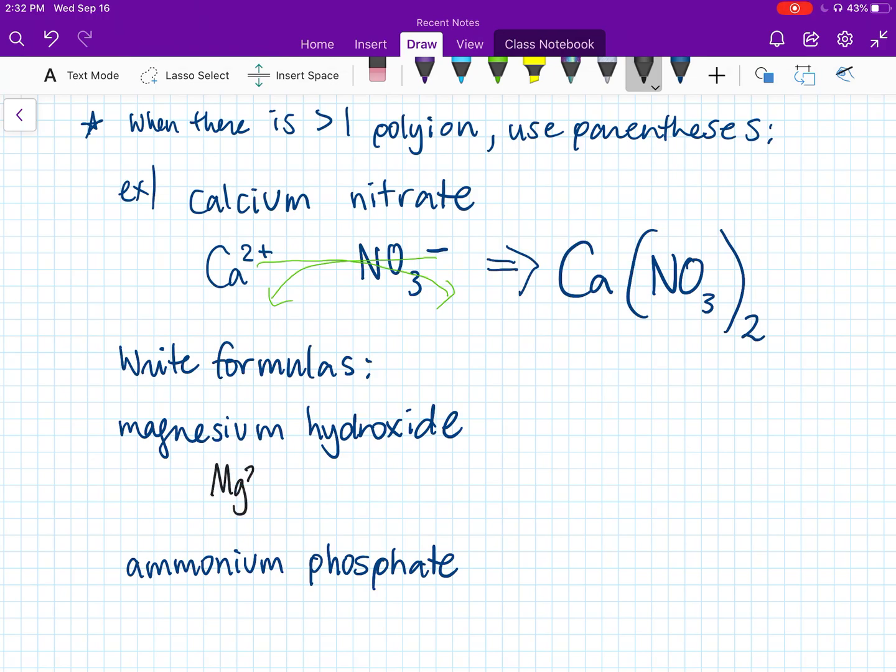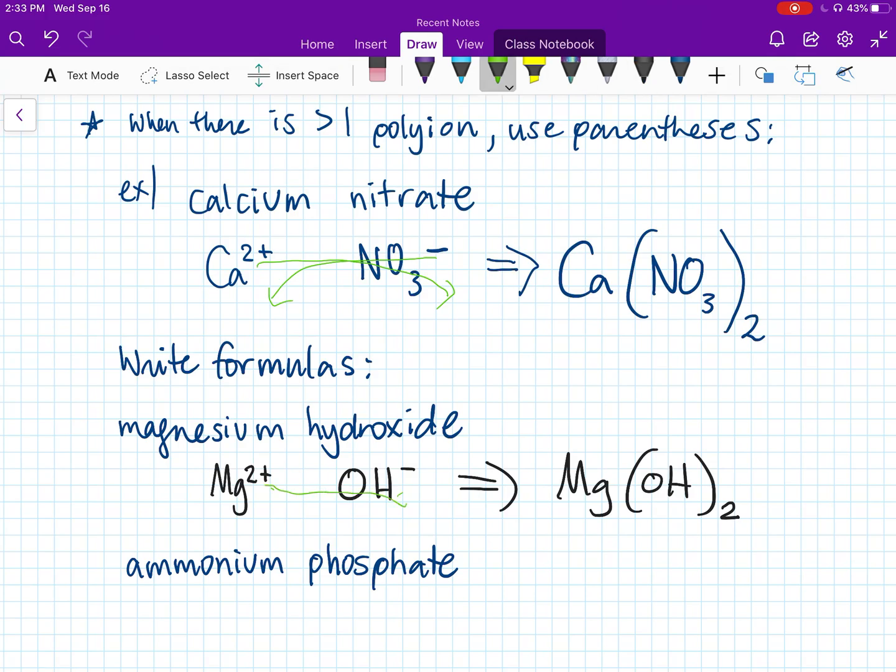Magnesium is Mg2+. Hydroxide, you can look it up in the table, it's OH-. So when those 2 come together, you're going to need 2 hydroxides for every 1 magnesium. So the formula needs a parentheses to set the hydroxides apart. And again, that's because just to get charge balance, I'm dragging the absolute values down to get the subscripts. You need 2 hydroxides to balance out the 2+ charge on the magnesium.